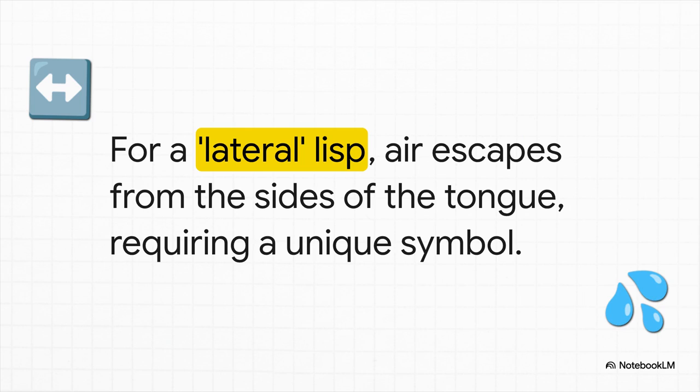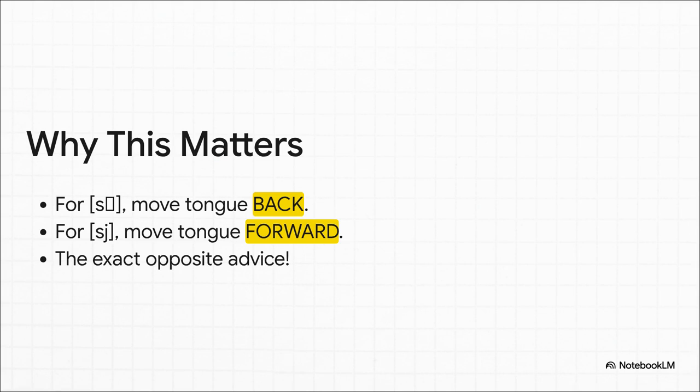And for a lateral lisp, like Ava's, where the air is spilling out the sides of the tongue instead of the front, well, the sound is so different it gets its very own symbol. It's not even an S anymore. And this is why all that detail is so incredibly important. For that dentalized S, where the tongue's too far forward, what's the advice? Pull your tongue back. But for the palatalized S, where it's too far back, the advice is push your tongue forward. We're talking the literal exact opposite instructions. If you can't write down the difference, therapy is just a shot in the dark.